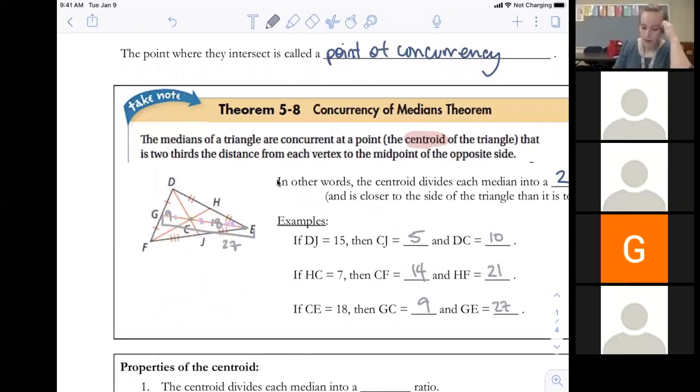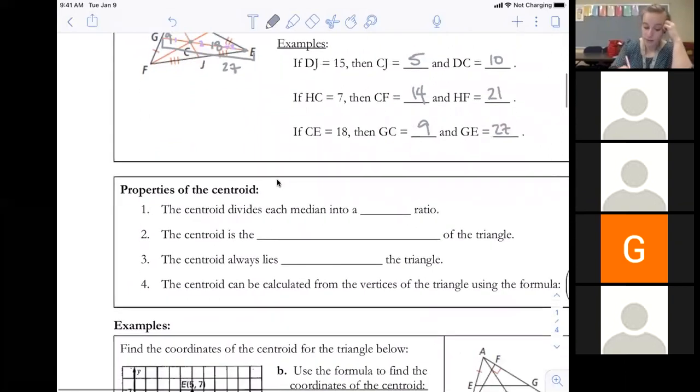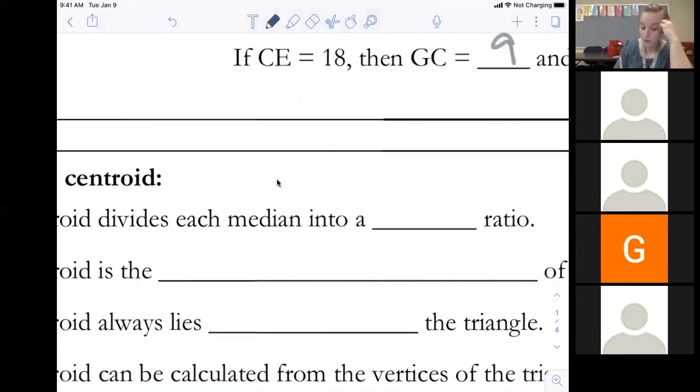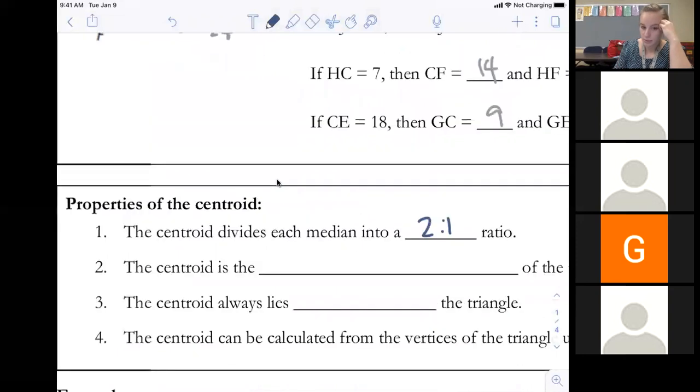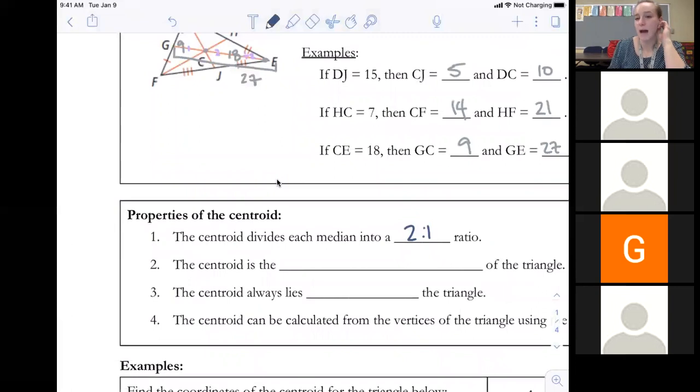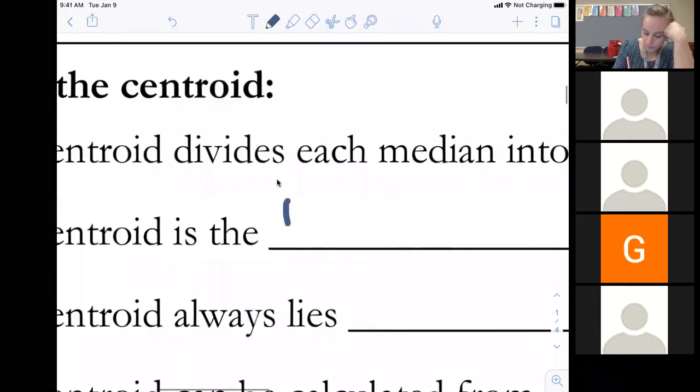The next problem we have, or the next part, is about properties of the centroid. And so the centroid divides each median into a 2 to 1 ratio. Okay, we already talked about that. And then the centroid is what we call the balancing point of a triangle.